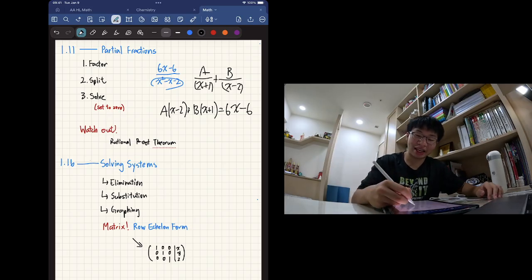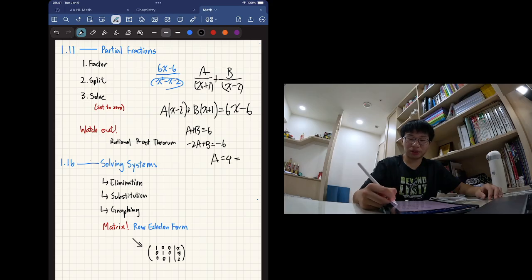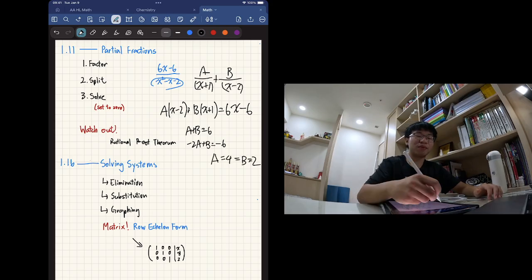So basically, it's more like a plus b is equal to 6, and you know that negative 2a plus b is equal to negative 6. So if you minus these, then you would get 3a is equal to 6, so a is equal to 2. If a is equal to 2, then b equals 4. So you gotta remember to solve it, okay?